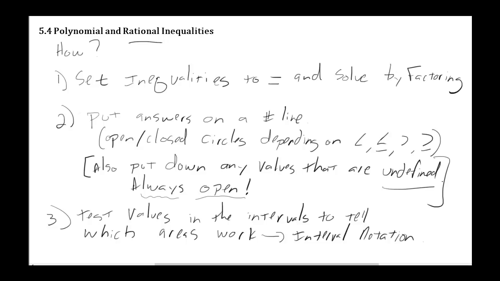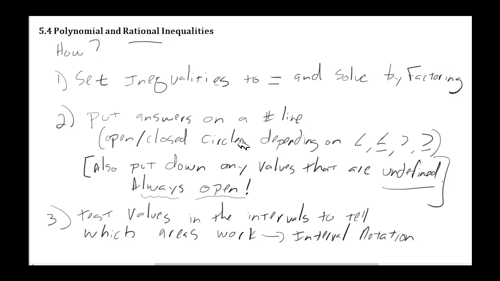Hello everybody, we're in 5.4 and we're going to look at how to solve polynomial and rational inequalities. So this is a pretty set way to do it, and this is how. So number one, you forget about the inequality and you make it equal, and you're going to solve it by factoring. Second, you're going to put all your answers down in the number line.